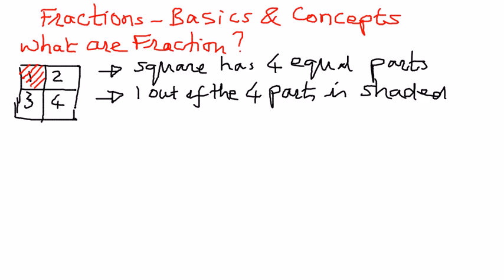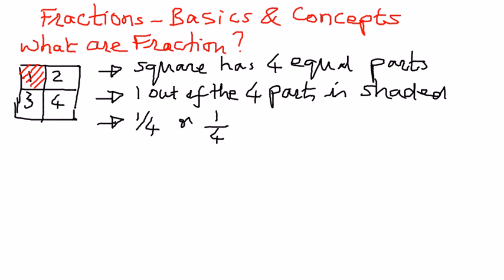The third observation we have is the shaded portion of the square is represented as a fraction. So therefore we can represent the shaded portion as 1/4. One is in the numerator, four is in the denominator. We can also write this as 1 divided by 4. It means the same thing.